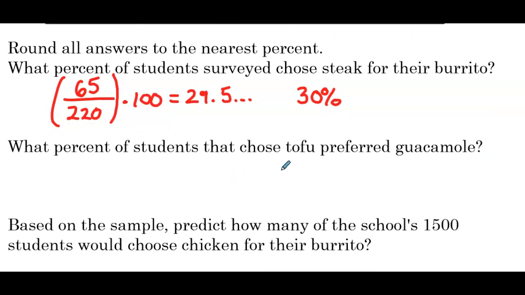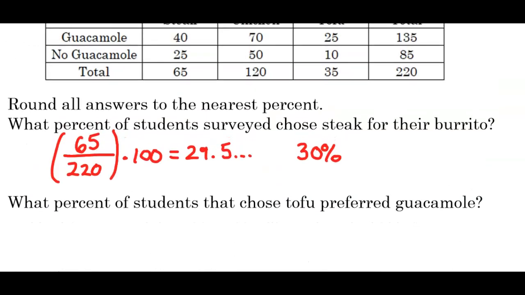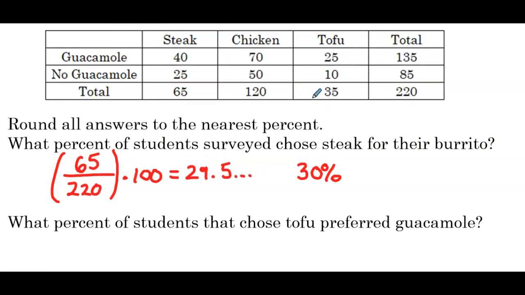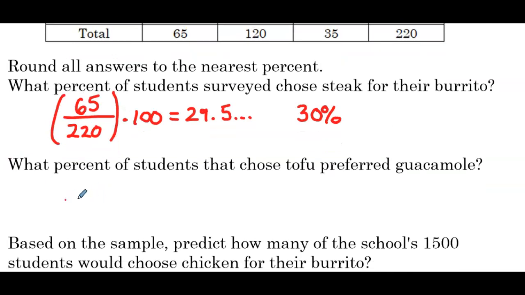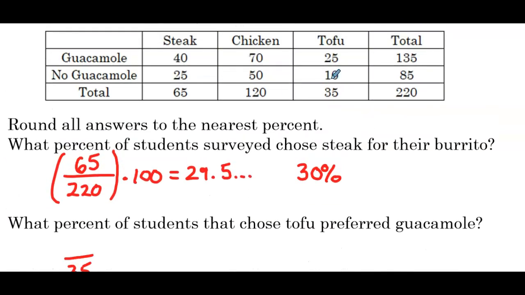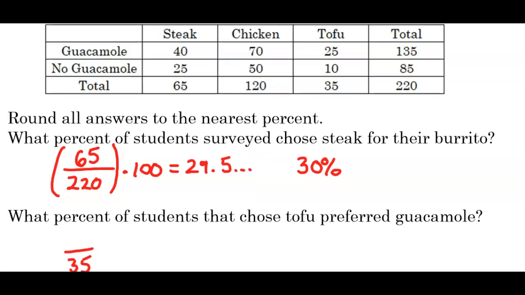What percent of students that chose tofu preferred guacamole? Okay, so we're only focused on the students that chose tofu, and then we're looking out of those students, how many preferred, or what percentage preferred guacamole. Okay, so let's figure out that total first. So the total number that chose tofu was 35. So that's our denominator. That's the total we're working with. And then in this column, how many students chose or preferred guacamole? So that would be 25.